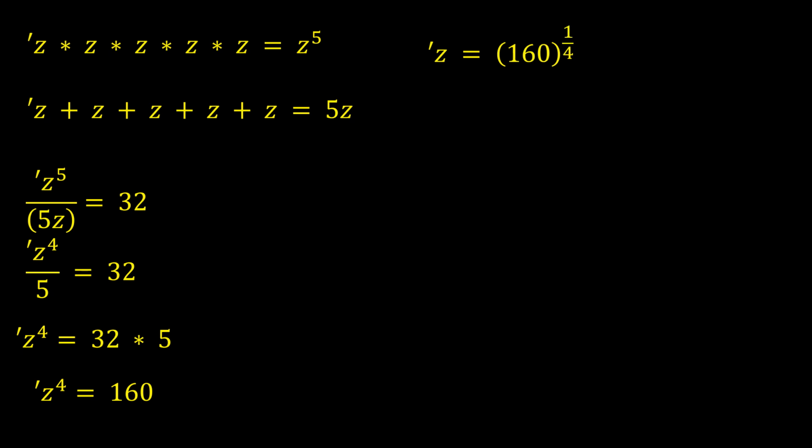To solve for Z, take the fourth root of both sides. This gives us Z equals 160 to the power of 1/4. Using a calculator, we find that Z is approximately equal to 3.55. Therefore, Z is approximately equal to 3.55.